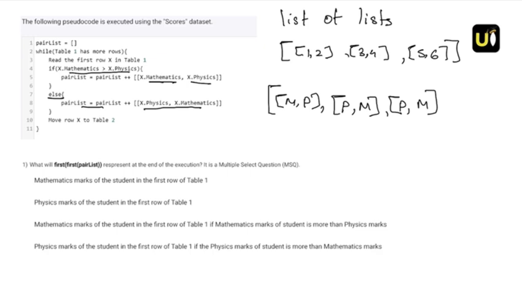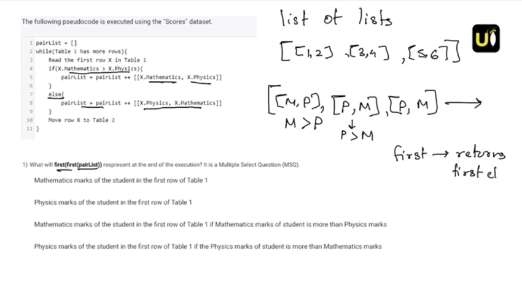So in this case, the mathematics is greater than physics, and in this case, the physics marks is greater than the mathematics marks. So then we have to see what will first of pair list represent at the end of the execution. So when we get the pair list, it will look something like this list, right? And then what happens when we use the first operation? So the first returns the first element. So what is the first element in this list? That is MP. I'm just taking like an example. This could be physics and maths also.